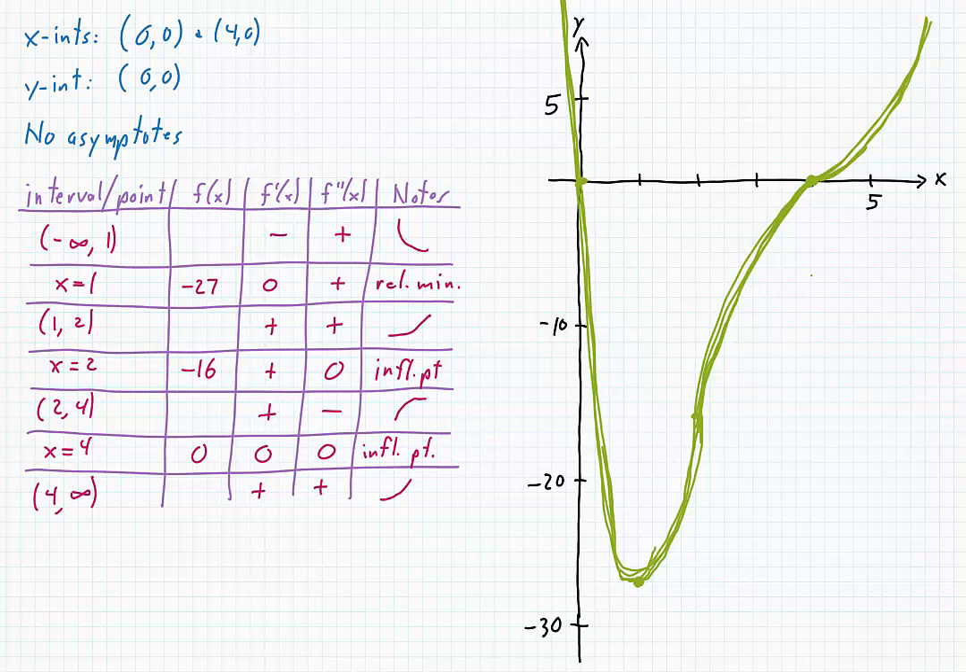Now it looks like the first derivative at x equal to 4 is also 0. So this should have flattened out probably a little bit more as I came through here. And I could probably fix that a little bit. But I think we get the general idea.